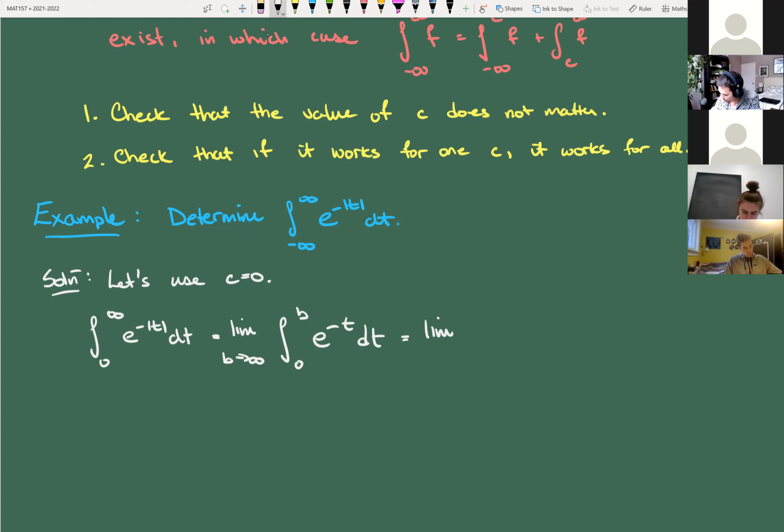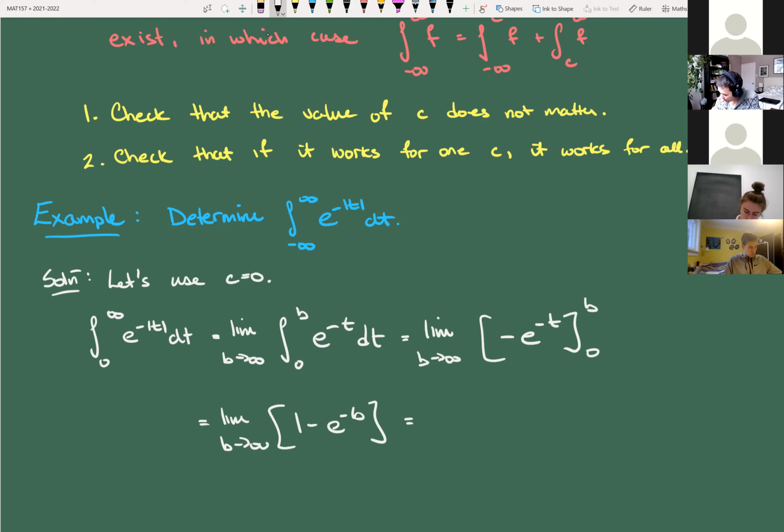Oops, b goes to infinity. So that's negative e to the negative t. And of course, I'm going to do my trick again where I see that minus sign, so I'm just going to flip everything around. B goes to 0, 1 minus e to the negative b. And that is, of course, equal to 1.